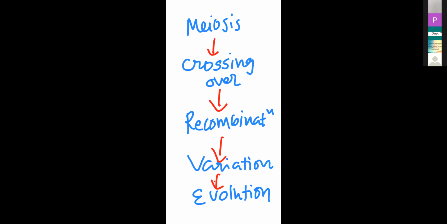These combinations are passed through the gametes into offsprings. So offsprings exhibit what? Variations, which is a welcome phenomenon. Genetic variability is always a welcome phenomenon in the process of evolution. It is necessary. So that is another most important, significant aspect of this.